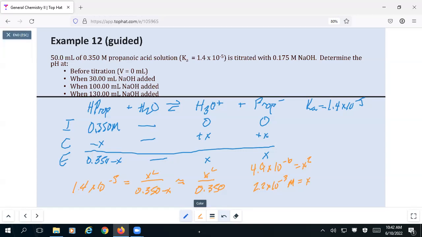And so since x is the hydronium concentration, that's what I can do with it next. pH is equal to the negative log of 2.2 times 10 to the negative third, which would be 2.65.